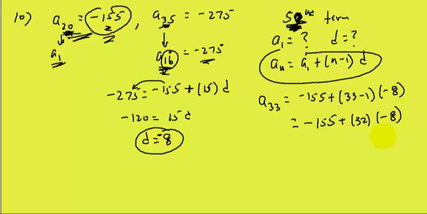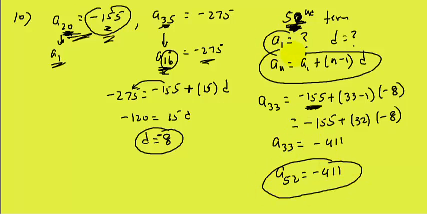So let's do that. We're going to go 32 times 8, and that's negative 256. Okay, and then we're going to add negative 155, and that's going to give me negative 411. And this is a sub 33 only because we count that as my first term. But technically my a sub 52 is negative 411. So I really didn't need to find a sub 1 if I could use this as my starting point. That's number 10.